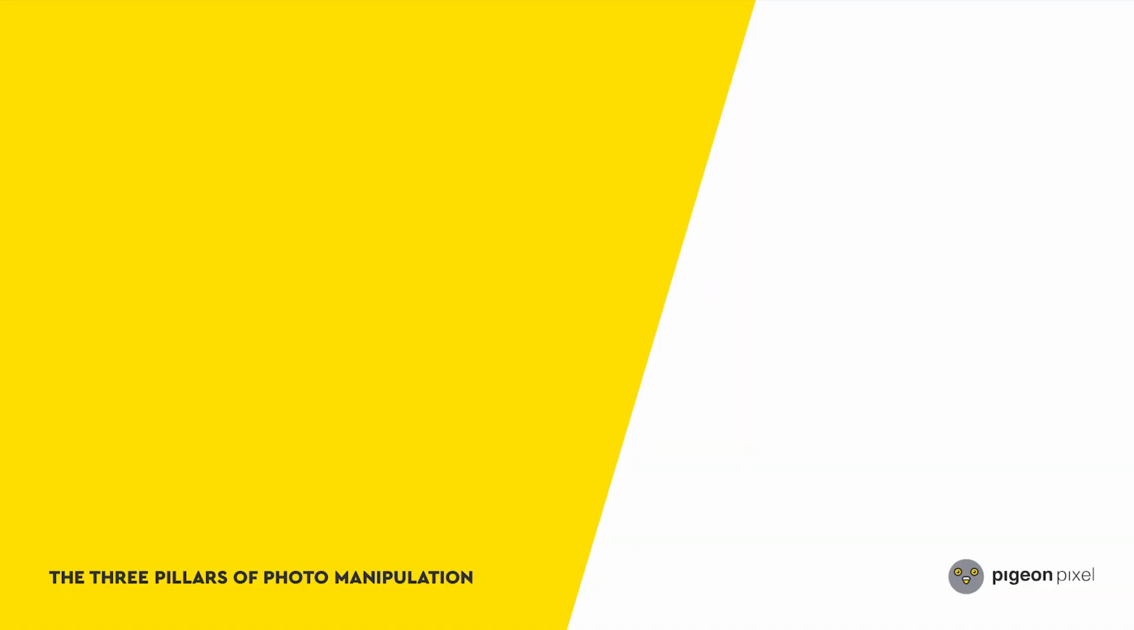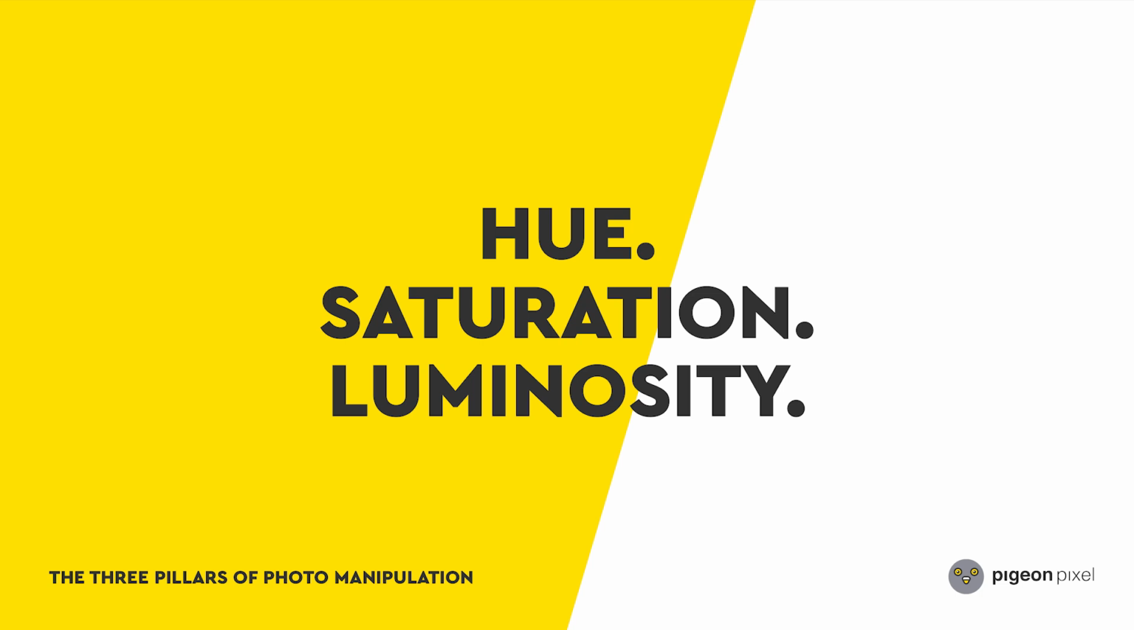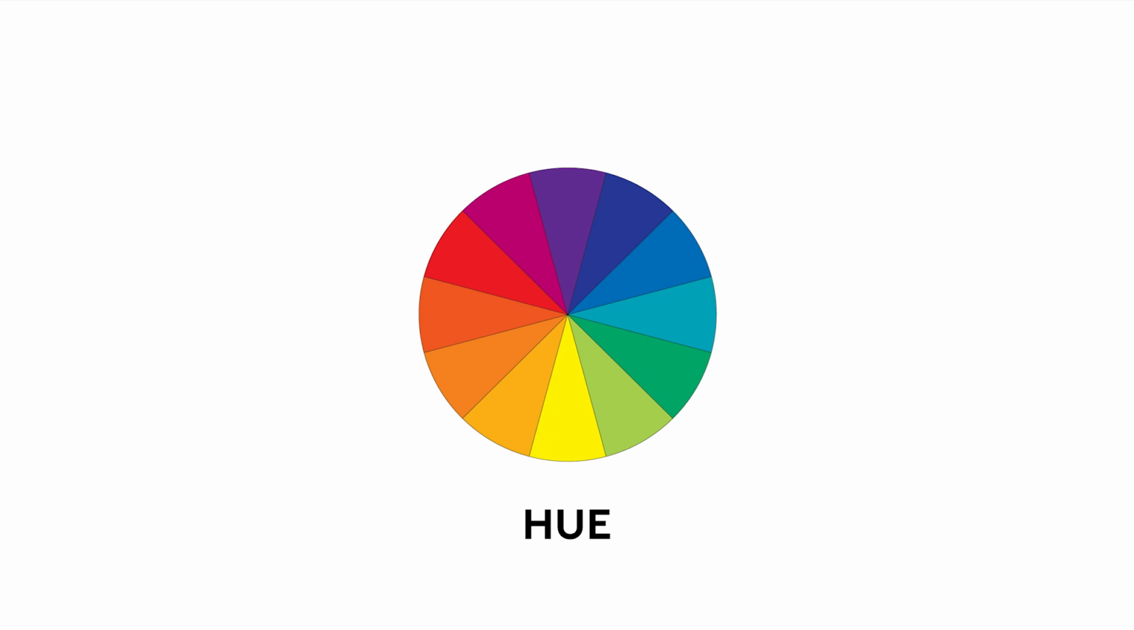Grasping how HSL, or hue, saturation and luminosity, work will help us apply color correction effectively and efficiently. Let's start by looking at the three properties. The first property of color is the hue. Hue is the actual color or a shade of a color. In fact, when we think of colors, we are actually thinking of hues.